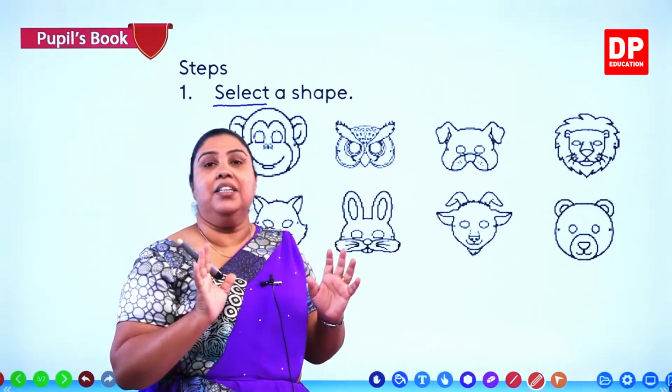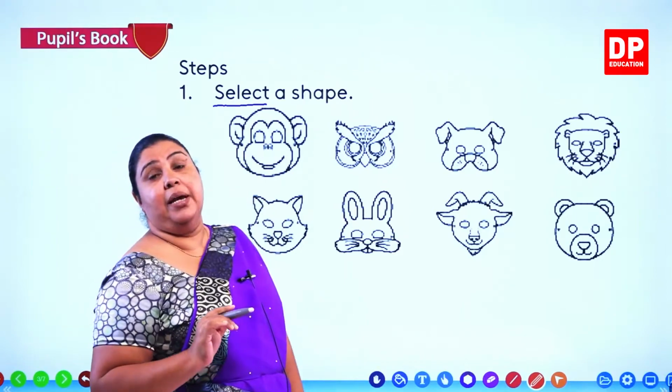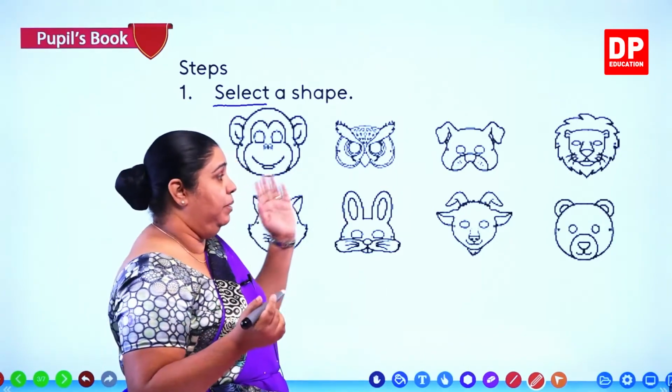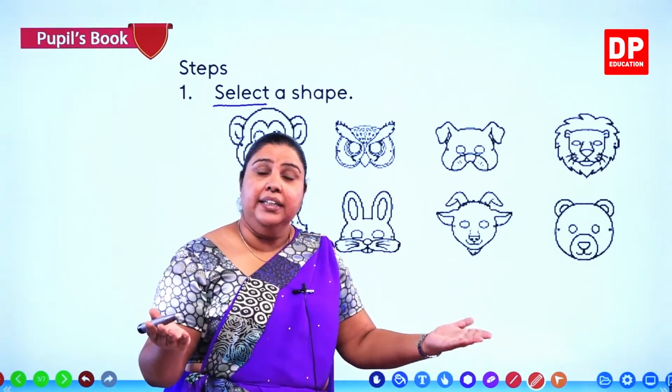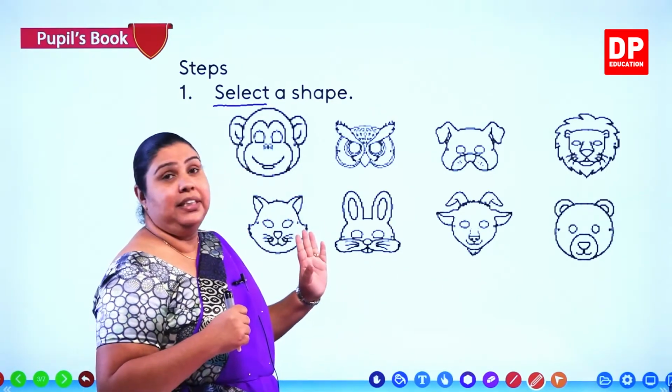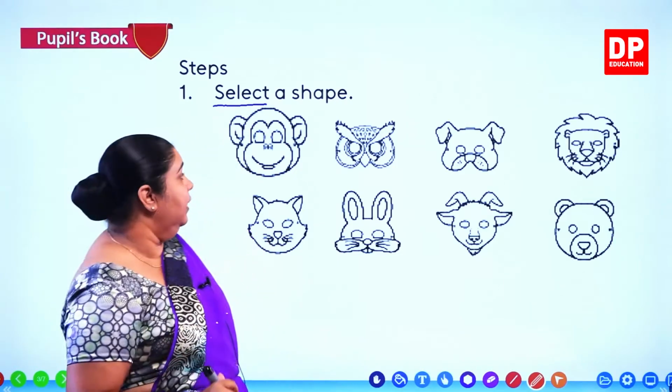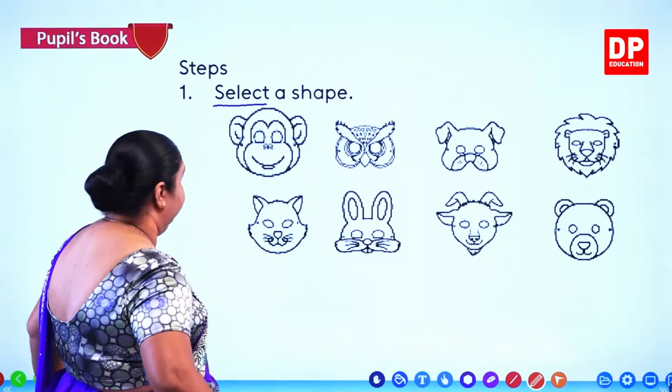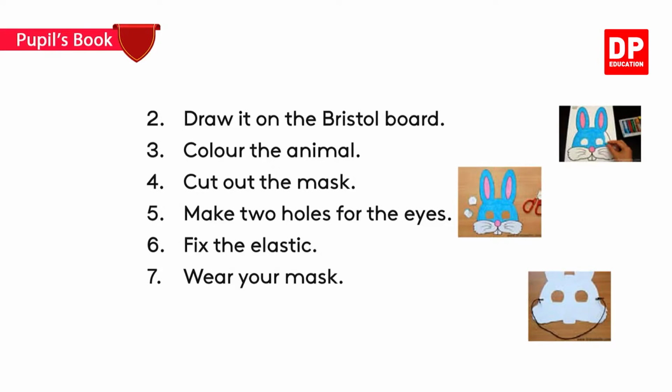You have to select a shape. Select a shape of your choice. So maybe it can be one of these, or you can select any of your favorite animals, right? So first thing you need to do is to select a shape. Then what can we do? After we select our shape, this is what we have to do. Draw it on the bristle board.